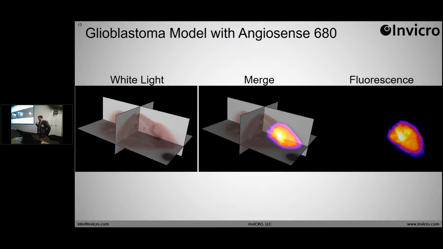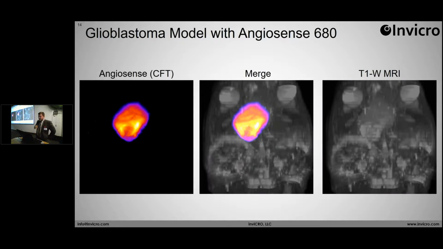Similarly, we can represent this white light data in a couple of different ways. One of them is a multi-slice view. What we're looking at here is a glioblastoma model image with AngioSense, a blood pool agent. And right here we see 3D molecular fluorescence overlain on some 2D white light samples. This was done in VivoQuant.